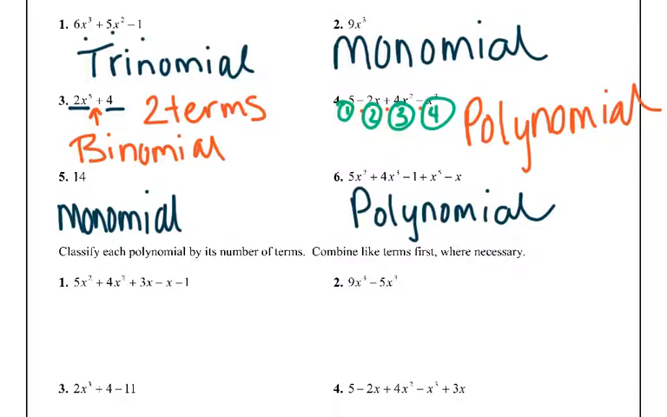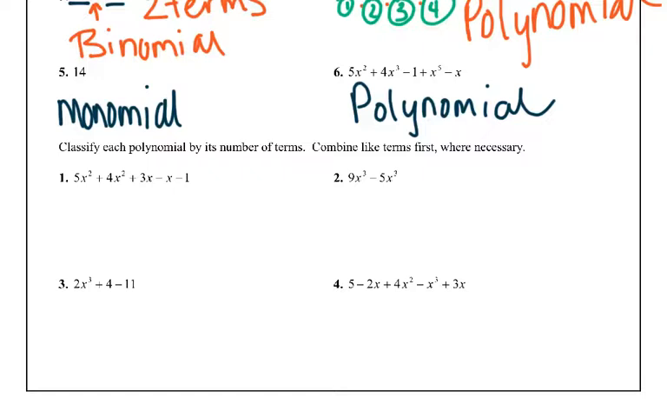Alright, so now we're going to look at these bottom 4. It says classify each polynomial by its number of terms, combining like terms first where necessary. Remember, like terms are any terms that have the same variable and the same exponents. Just because they have the same variable but different exponents doesn't mean they're like terms. Remember we used to circle them, and that's what I'm going to do now. I have 5x squared, and then I have a 4x squared. I'm just going to circle them. Remember, take the signs with the numbers, and then you know to combine them.